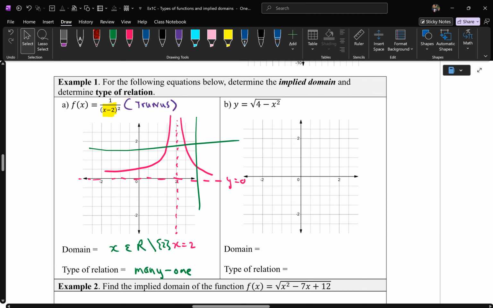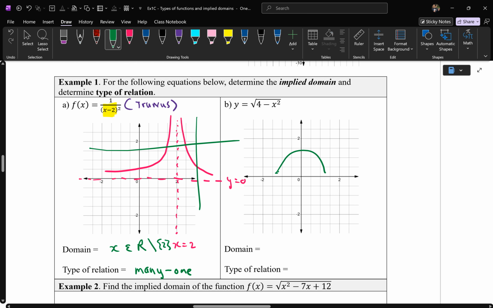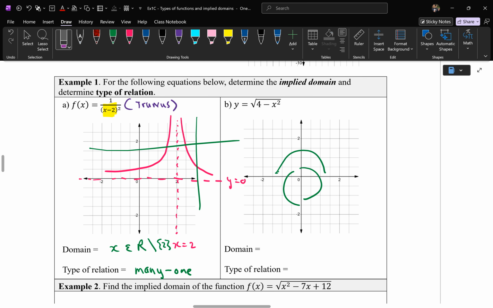Yeah. Next one. Root of 4 minus x squared. What type of graph is this now? Wow. This will test some of you. Semicircle. Okay, well, there's many semicircles. You could have a semicircle up here. You could have a semicircle like this or to the left. Which one is it? The first one. So you say this top half?